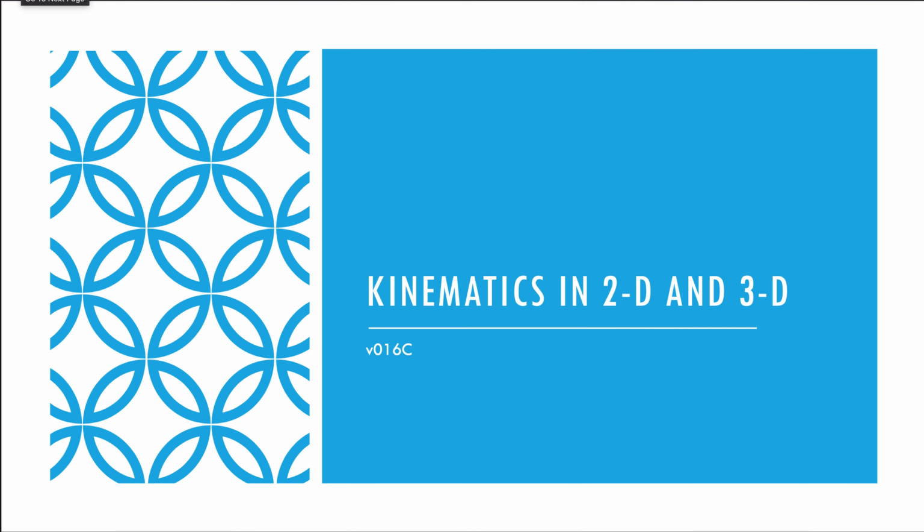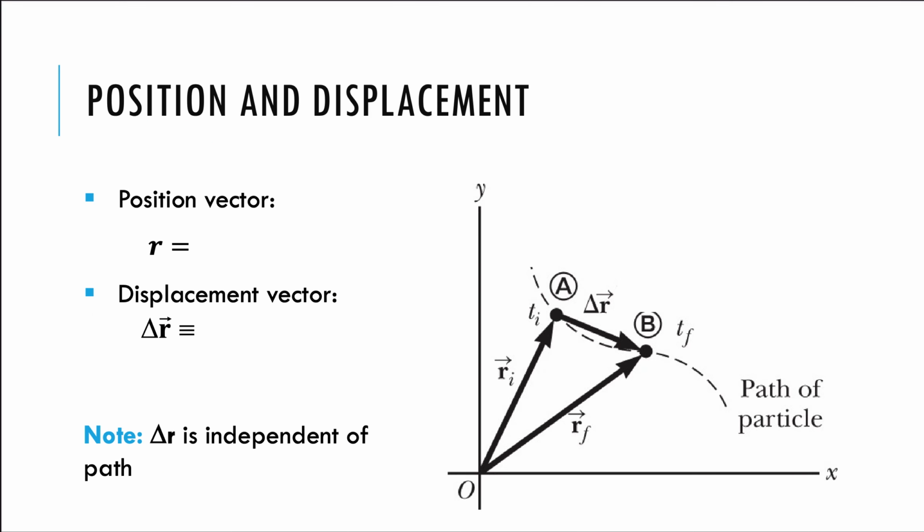It's called Kinematics in 2 and 3 dimensions. The great thing about this video is that it's very similar to what we've just done, one-dimensional kinematics. The only difference is we have to use full vector notation. Let's start with position and displacement in 2 and 3 dimensions.